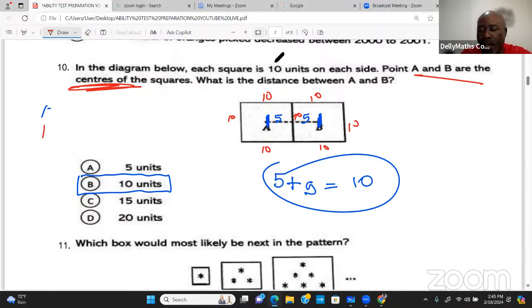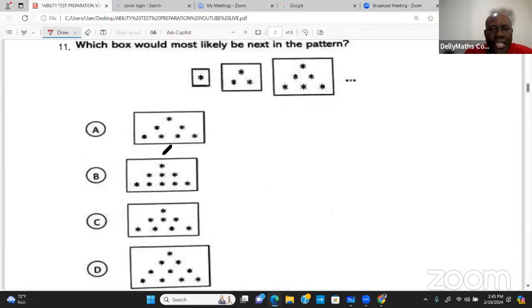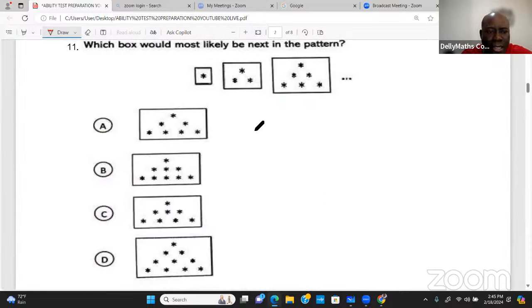Let us keep rolling. We're going to question 11. So question 11 is on screen right there. Let me minimize this just a little bit. It says, which box would most likely be the next pattern? Let us see those who are picking up patterns here. Question 11. Observe what's going on first. Don't just run in and throw away your answers. See what's going on first.